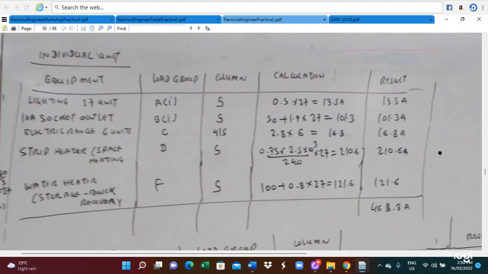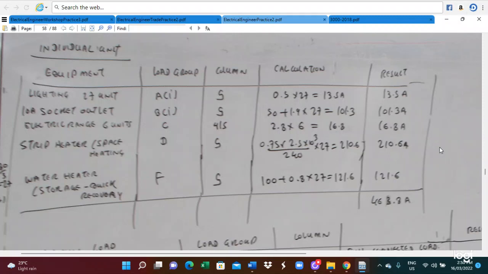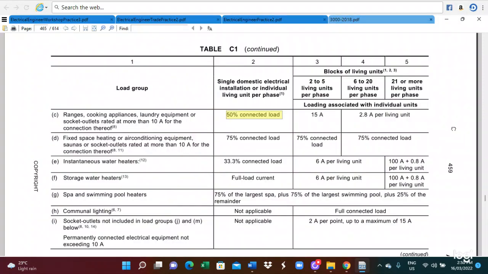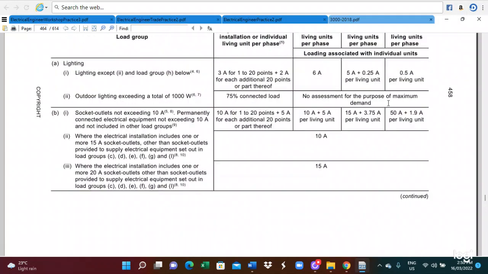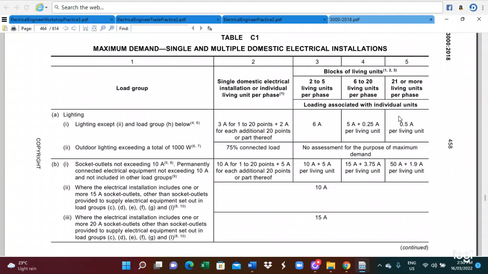Therefore we have to put the individual loads in this table. The first column is equipment, the second column is load group, which is a reference column, and then there are the calculation column and the result. Firstly, we have to find the 27 units. The 27 units are load group A1 and column 5, because how many units? 27 units. So you use column 5. Here you see the load column 5: 21 or more living units per phase.